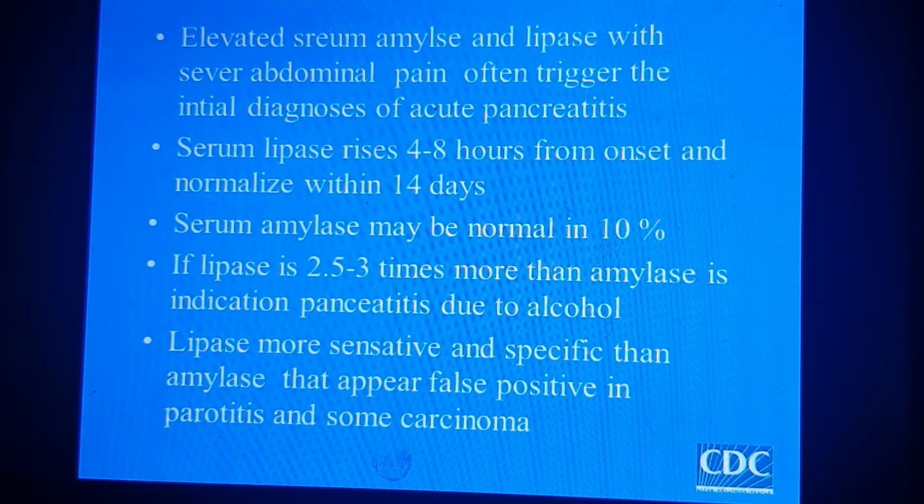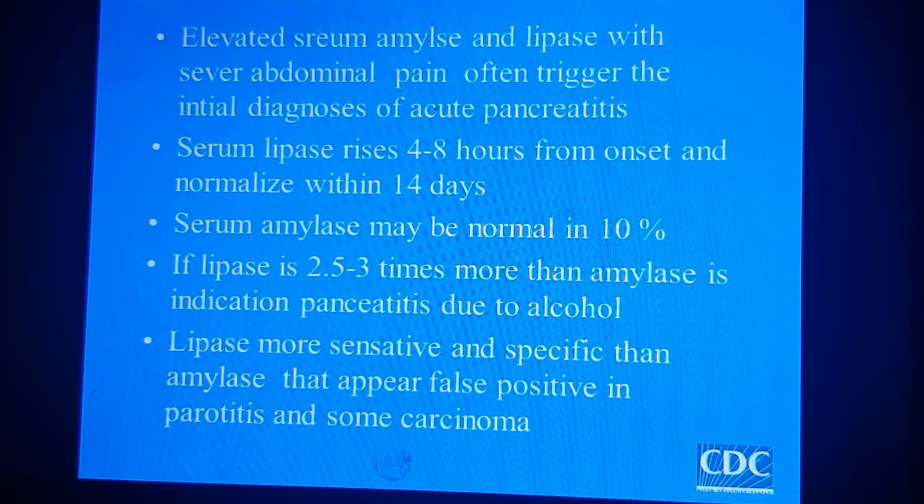These are some points about serum amylase and lipase. Elevated serum amylase and lipase with severe abdominal pain often trigger the initial diagnosis of acute pancreatitis. Serum lipase rises 4 to 8 hours from the onset of acute pancreatitis and normalizes within 14 days. Serum amylase may be normal in 10%. And if the lipase is 2.5 to 3 times more than amylase, this is an indication of pancreatitis due to alcohol.